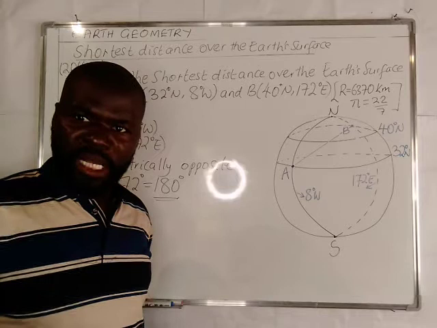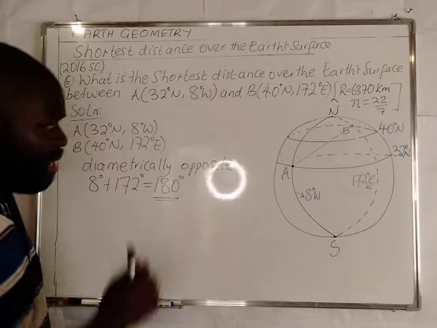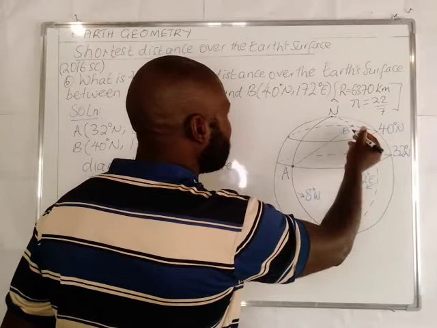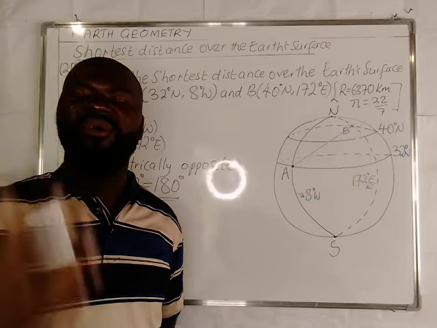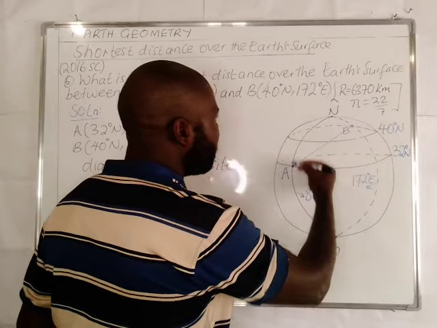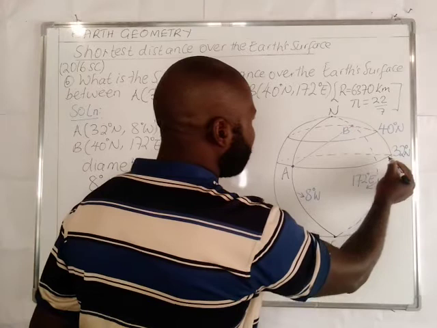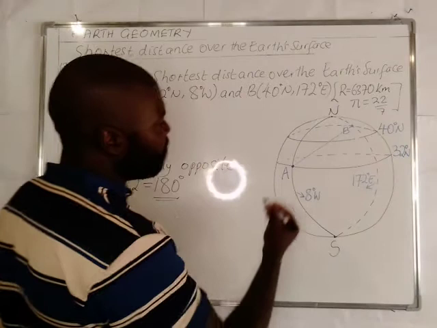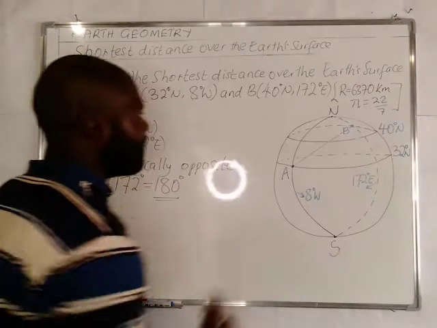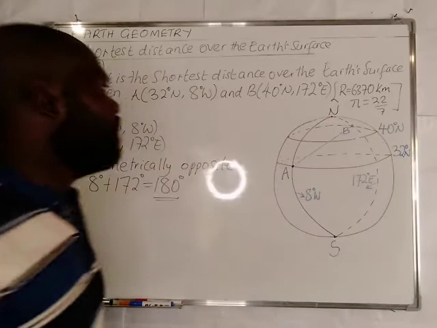And when they are diametrically opposite, what do you do to get the shortest distance? Actually, in fact, the shortest distance is over the same longitude. And actually, the shortest distance between any two places is the distance along any great circle. So you can see there are two routes of going from A to B. Here there's just one way by the great circle, which is this longitude. The other way could be by another great circle, but here we shall just look at this great circle, this same longitude.